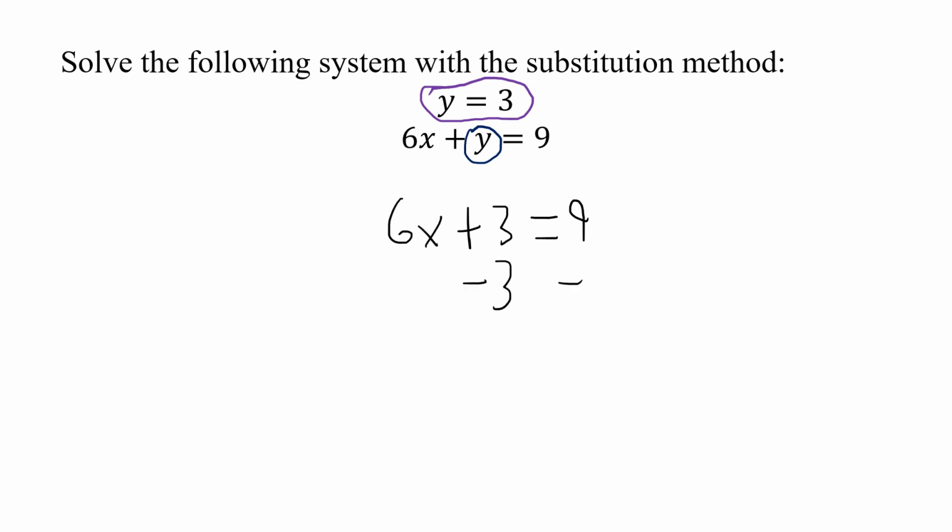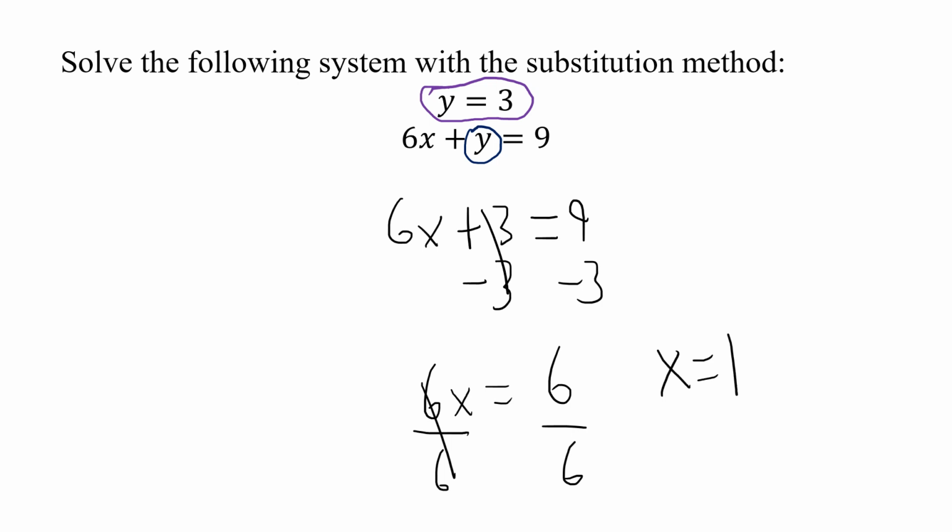Let's take 3 away from both sides, and let's say 6x equals 6. Now I need to divide both sides by 6, and I get that x equals 1. So my solution as an ordered pair would be 1 for my x, comma, 3 for my y. So my solution is x is 1, y is 3.